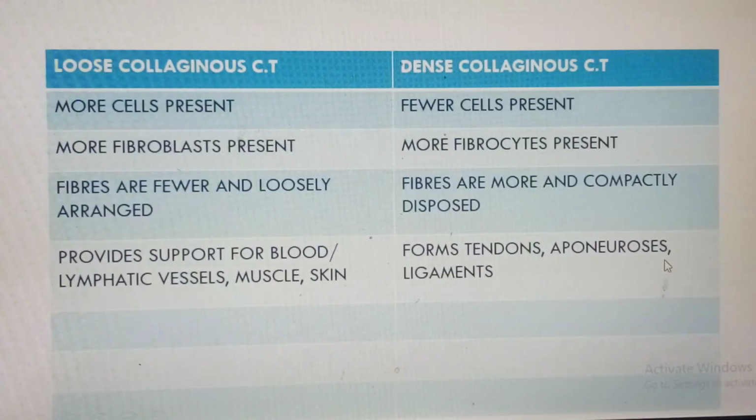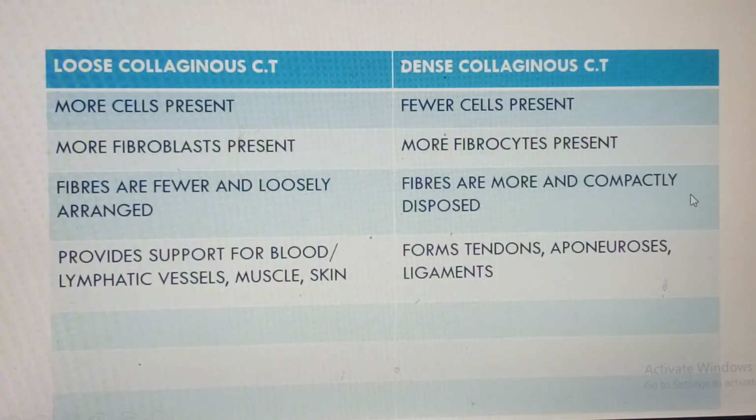So, having seen the loose connective tissue and the dense connective tissue, let's look at some distinctions. For loose connective tissue, we are going to see more cells present, but in the case of dense, relatively fewer cells are present. In loose connective tissue, because the fibers are fewer, we have more fibroblasts than fibrocytes. But in dense, because a lot of fibers have been made, trapping the fibroblasts to become fibrocytes, we have more fibrocytes than fibroblasts.